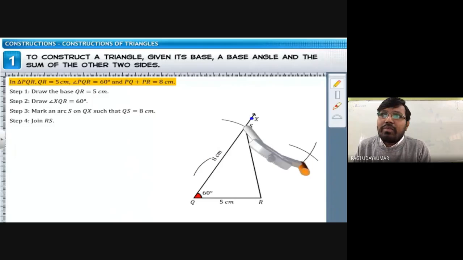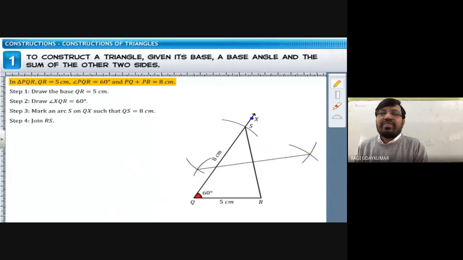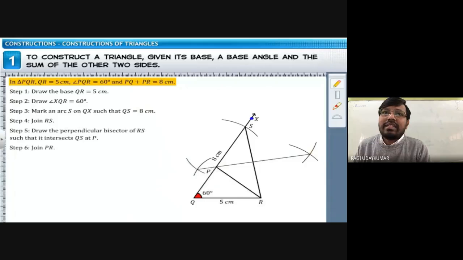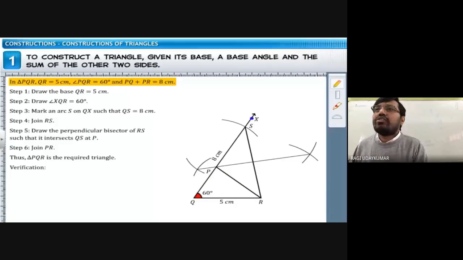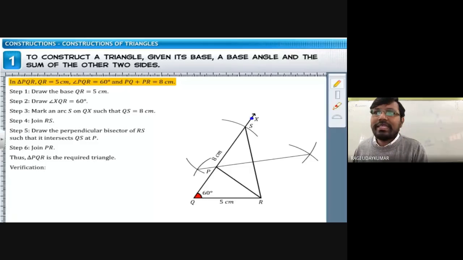How to draw the perpendicular bisector of SR? Already we have learned it. Join them, so that it intersects QS at a point P. That is the required point P. And join PQ and PR. So PQR is the required triangle. Now here, actually, how it is right, you may get out. Isn't it?